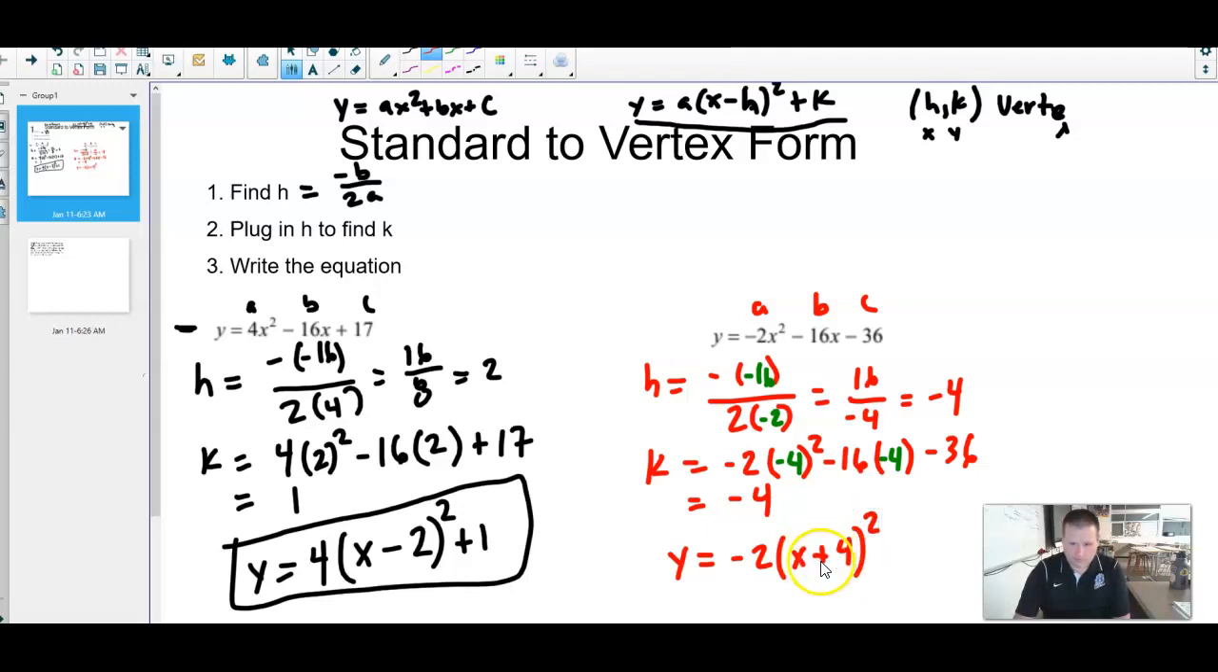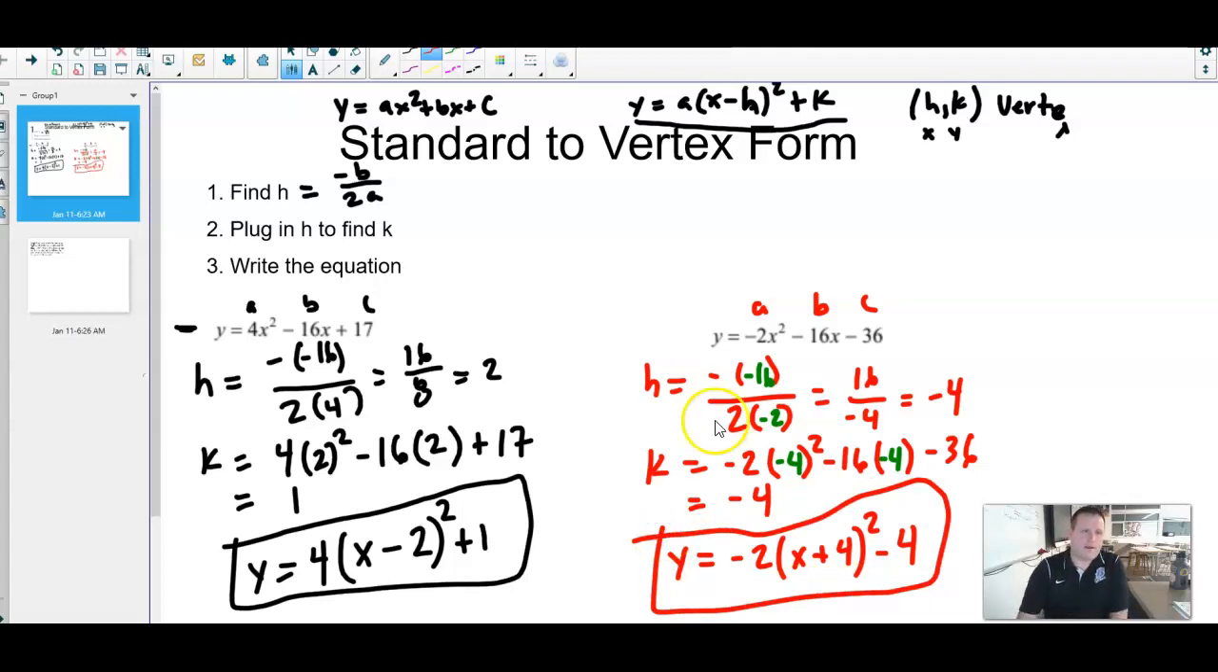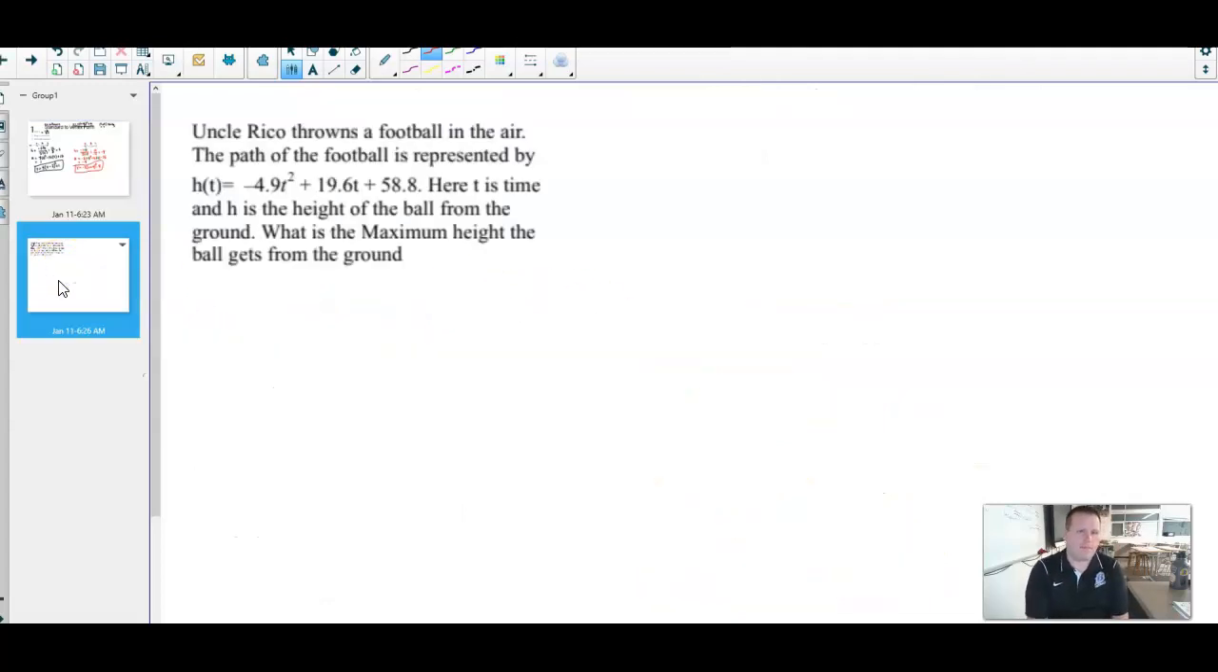That's one little subtlety. Make sure you don't forget that negative becomes positive. And then this is going to be -4, or it's going to be plus a -4, which is the same thing as saying minus. So this would be my vertex form for this. Okay, all right.